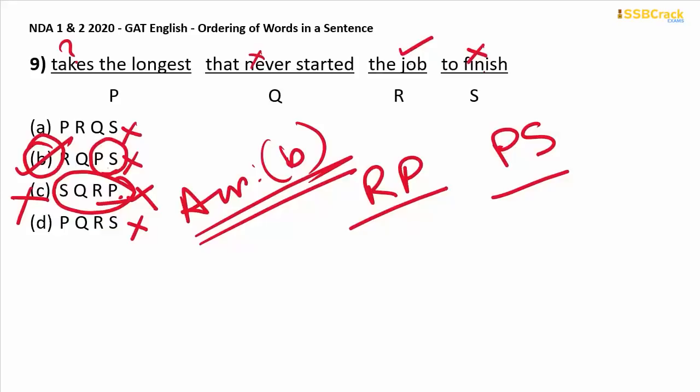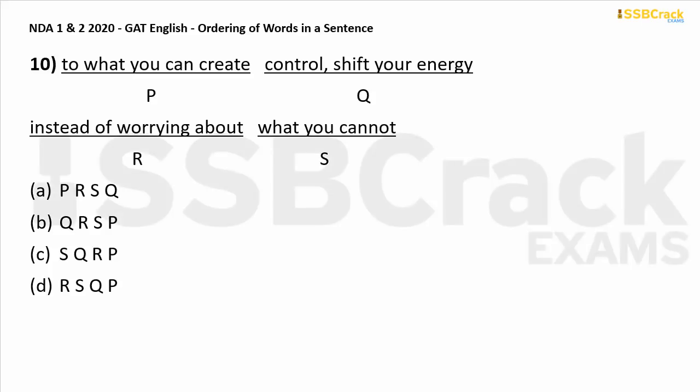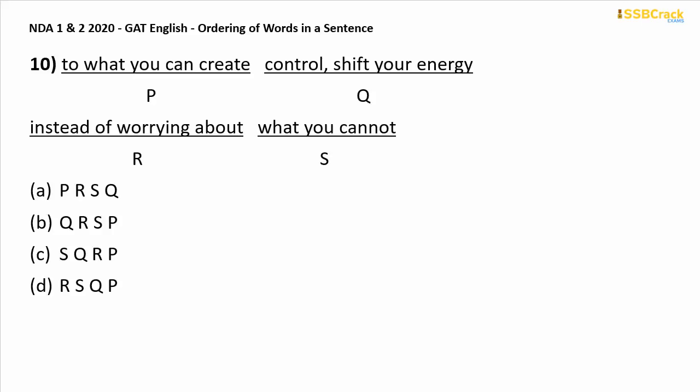Okay, now we move on to the last question from the ordering of words in a sentence section of the NDA 1 and 2 2020 examination from the English section of the GAT paper, and here you are. To what you can create, control, shift your energy, instead of worrying about what you cannot. So instead of worrying about what you cannot, you worry about something which is a failure, right? So instead of worrying about what you cannot, R and S need to be together. So S will follow R.